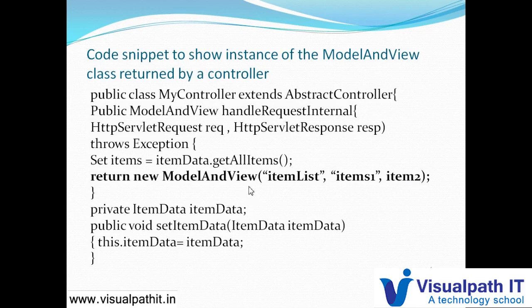Here, the first parameter, itemsList, is a logical name that has been given for the view, which can be displayed as the output of the MyController class. The view resolver is an interface which uses the itemsList parameter to look up the actual view to display the output. The next two parameters, items1 and items2, need to be forwarded to that particular view.